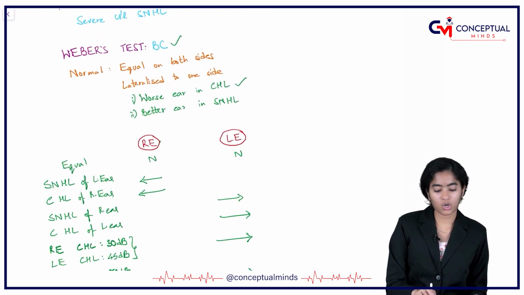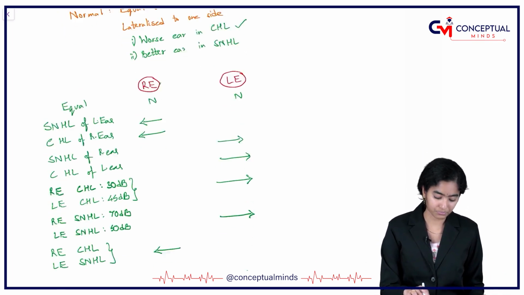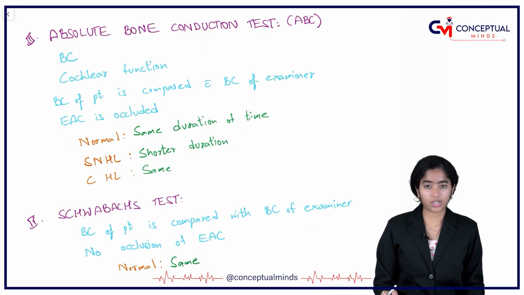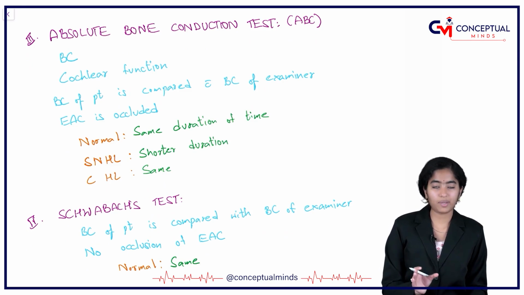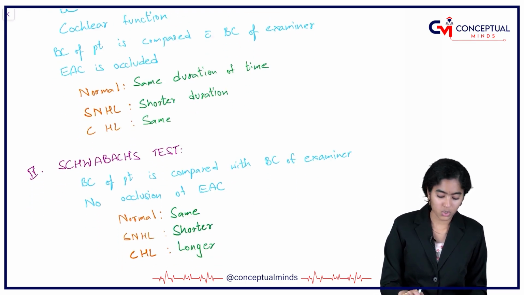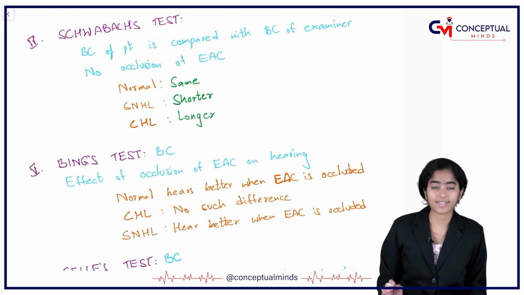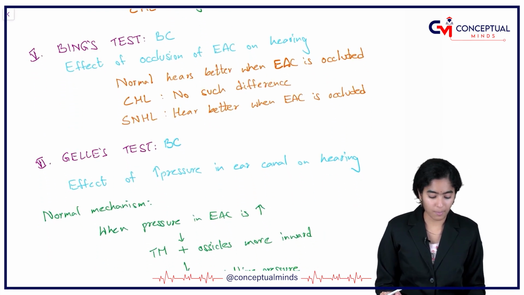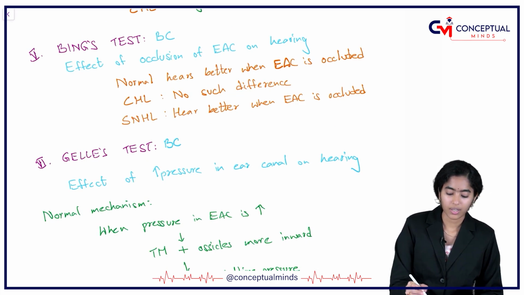In Weber, there is nothing called positive or negative. It is equal on both sides or lateralized to one side. In the absolute bone conduction test, there are two results, that is either same as that of the examiner or shorter than that of the examiner. In Schwabach test, there are three results possible: same as that of the examiner, shorter or longer. In Bing's test, bone conduction is tested and there are two results. Here again we say positive and negative.